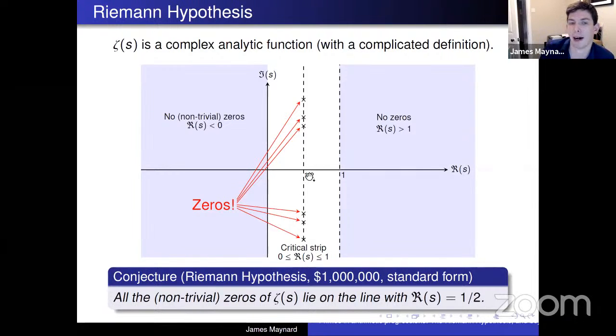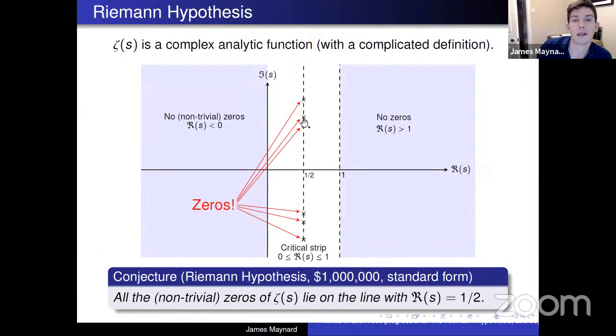But we have no idea really how to prove this. We know that all of these zeros have to have real part between 0 and 1, and the claim is that they should all have real part equal to 1/2. So this is sometimes dubbed the most famous or most important problem in mathematics. The Clay Mathematical Institute gives you a $1 million reward if you solve the Riemann hypothesis.